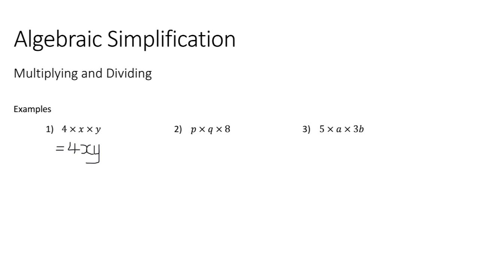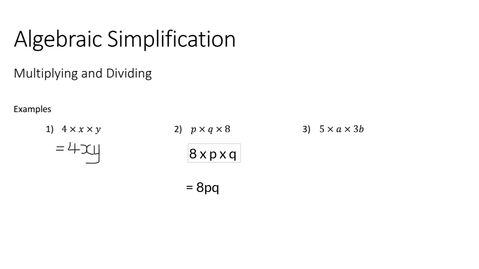With number 2, we've got p times q times 8. And if you think way back to primary school, you should know that multiplying can happen in any order. When we are simplifying it algebraically, we would always tend to write the number first. So p times q times 8 is also the same as 8 times p times q. Once we've got it into that familiar form, we can go ahead and simplify it, so that becomes 8pq. It's worth noting that you would not need to show that working. I'm only putting that in the video just so that you understand how the notation is going to look.